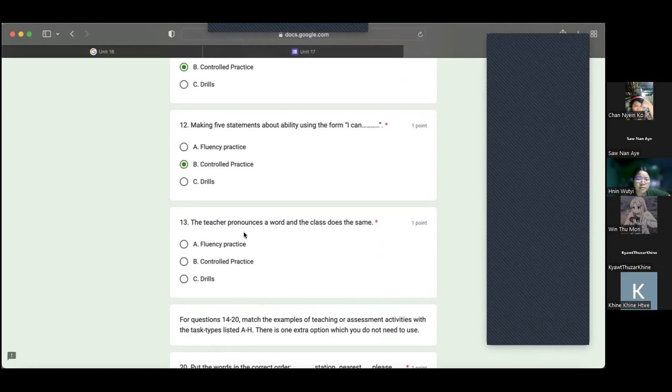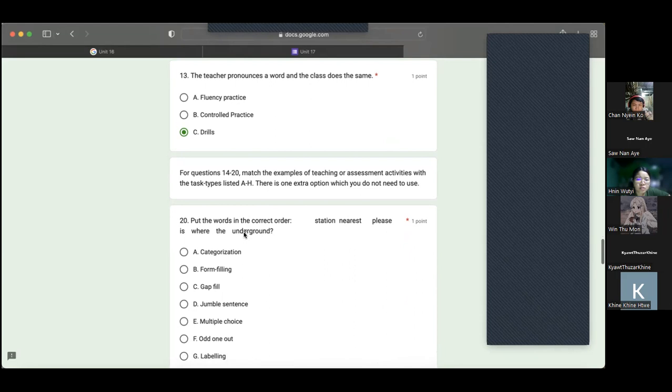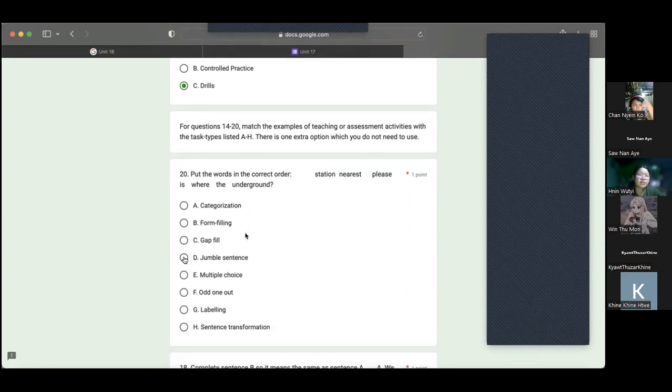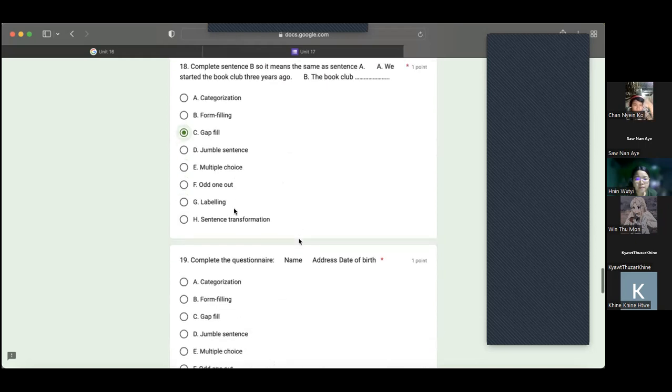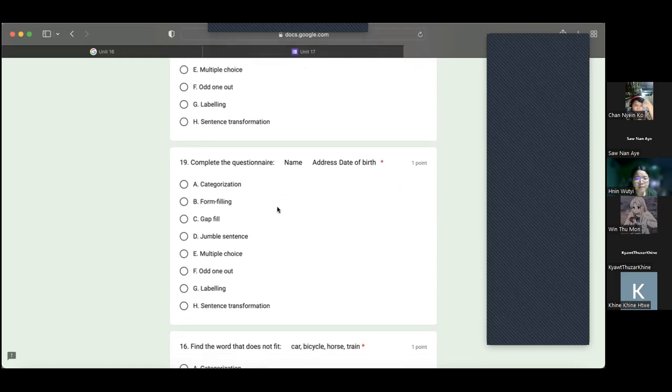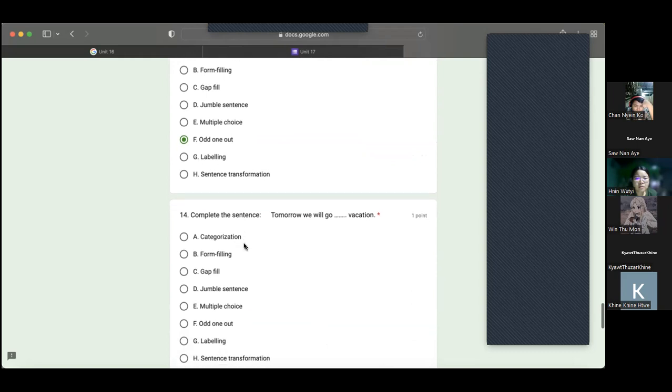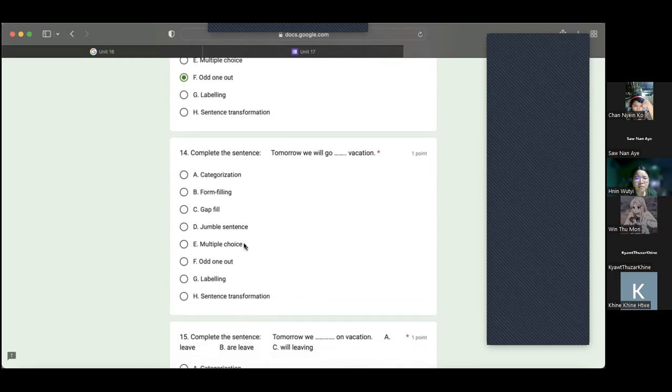Put the words in the correct order. Rearrange a jumbled sentence. Yes. And then complete sentence B. Oh, and the gap fill, right? C, yeah. Gap fill. Complete the questionnaire. This is form filling. Find the word that does not fit. Odd one out. Yeah, odd one out. And then complete the sentence, gap fill. Complete tomorrow. Gap fill. Okay.